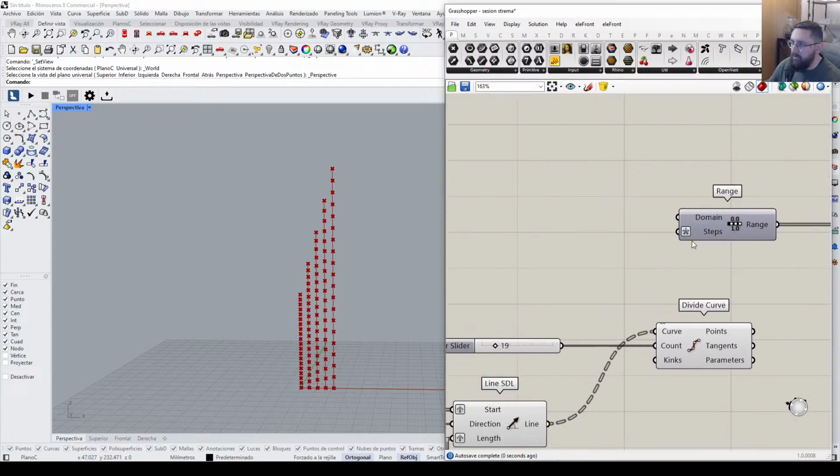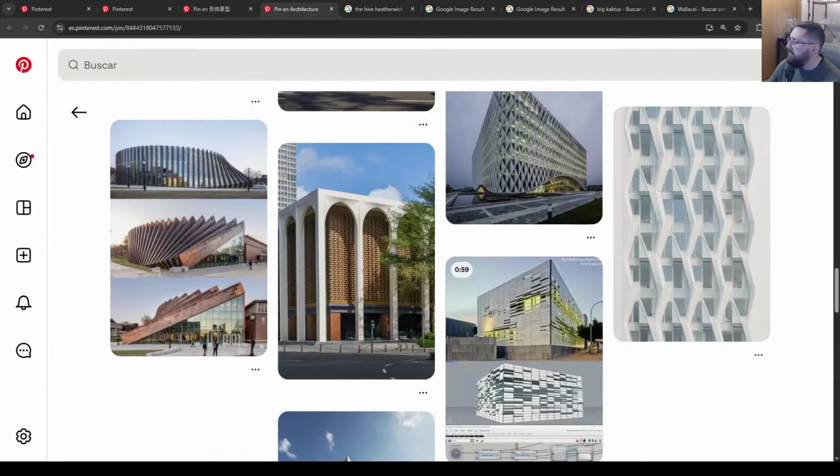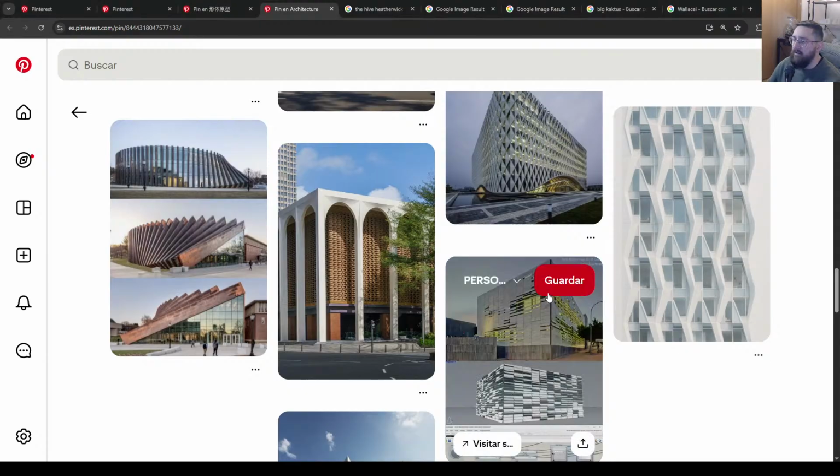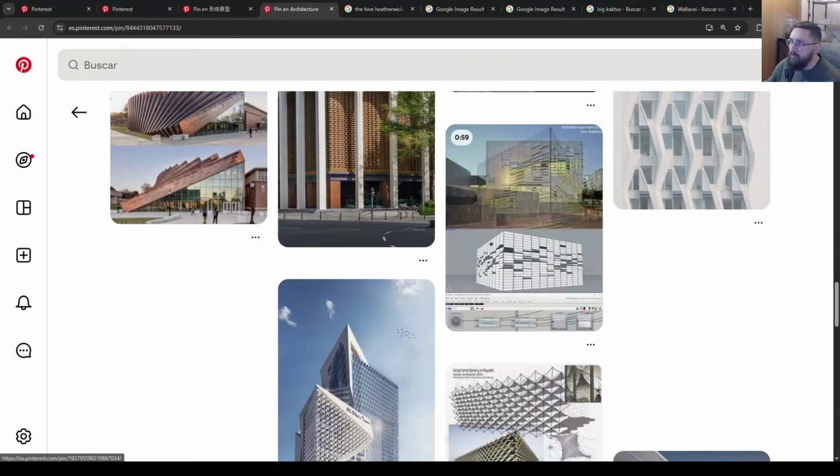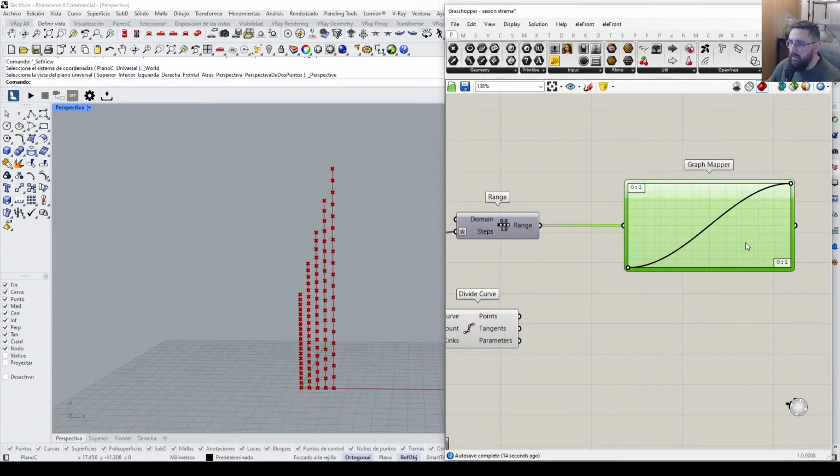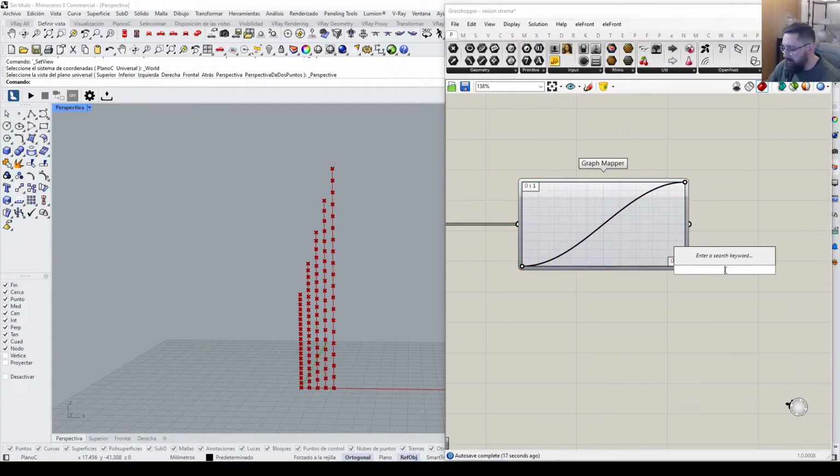Because graph mapper always... What am I listening to? What is this music? One sec. I'm listening to... There you go. Okay. Hey, how you doing, mate? You good?